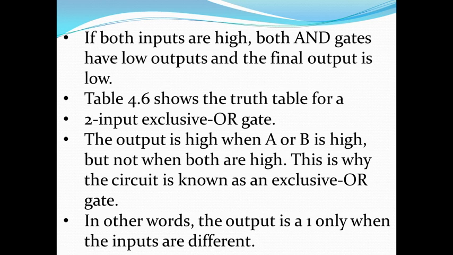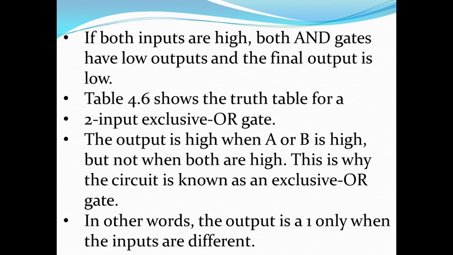Table 4.6 shows the truth table for a two input exclusive OR gate. The output is high when A or B is high, but not when both are going to be high. This is an important thing. So in exclusive OR gate, output of the two input exclusive OR gate is going to be high when A or B is high, but not when both are going to be high. That means it will compare the two inputs, and if the inputs are different, then and only then output is going to be high.